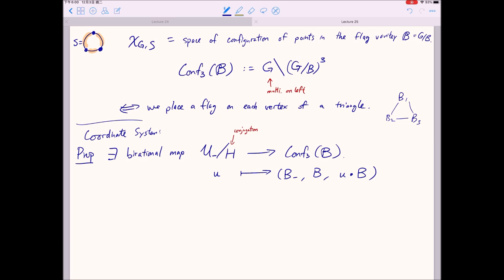So one way to think about G mod B is also as a collection of Borel subgroups. Then this is a Borel subgroup, this is a Borel subgroup, and this is defined by conjugation by U, and it is still a Borel subgroup. So this is a collection of three Borel subgroups, and it lies here up to the G action.